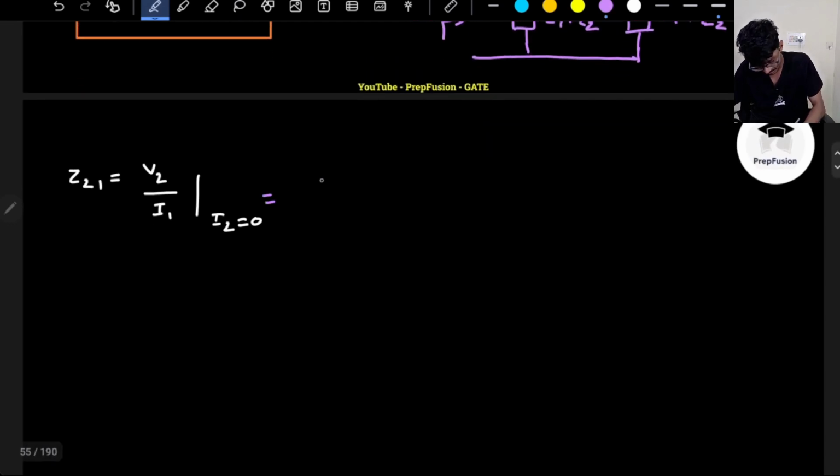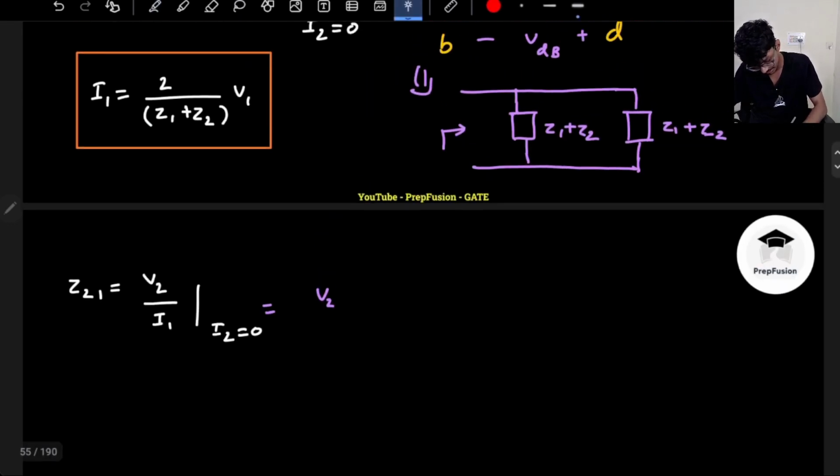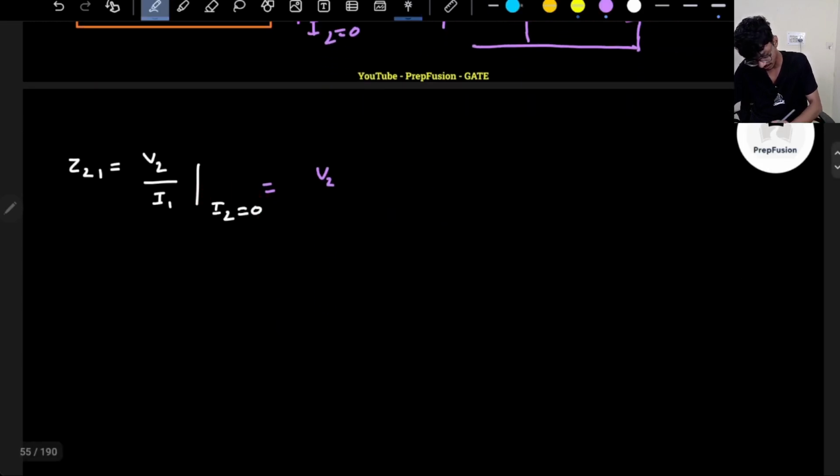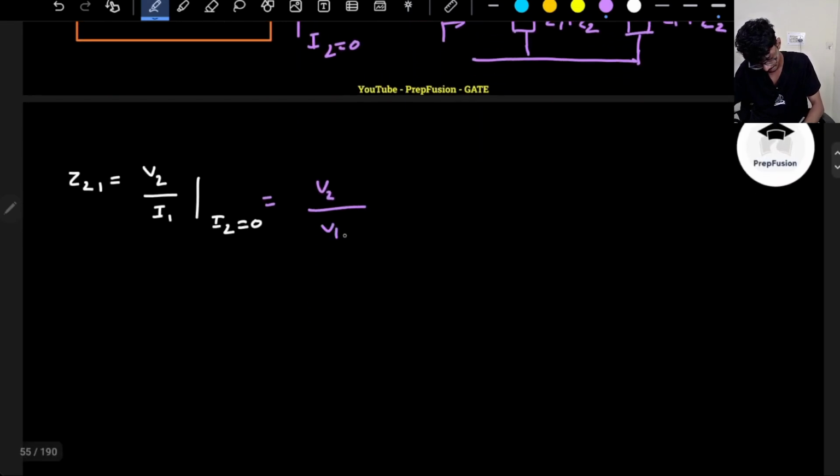I can replace this for the same condition, when I2 is 0. So this is also the same condition, I2 is 0. So I can replace my I1 here: V2 divided by V1 into 2 by Z1 plus Z2.